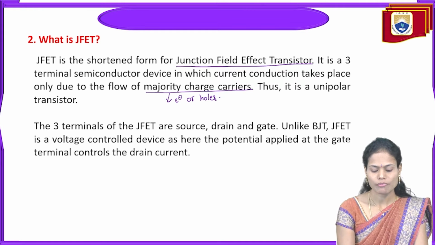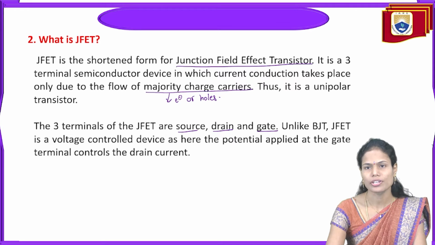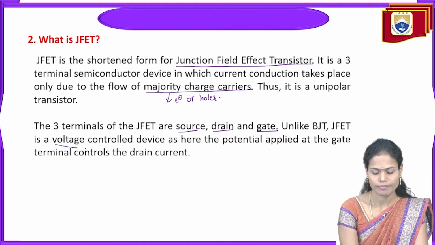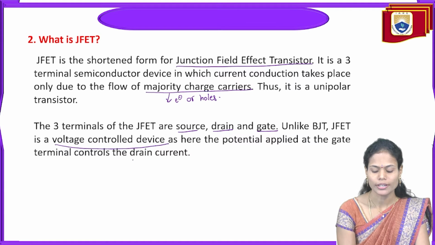The 3 terminals of the JFET are again source, drain and gate. Source is used to provide the charge carriers to the channel, and drain is used to take the charge carriers out of the channel, and gate is used to control the charge carriers within the channel between the source and drain terminals. Unlike the bipolar junction transistor, the junction field effect transistor is a voltage controlled device, as the potential applied at the gate terminal controls the drain current.